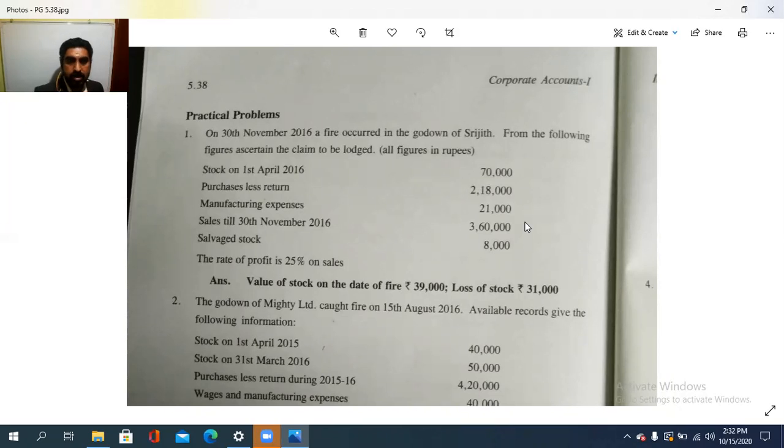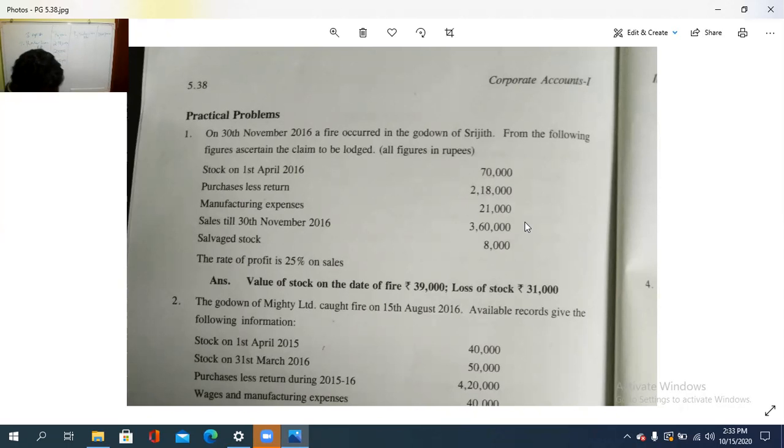We will do the first and second problem. On 30th November 2016, fire occurred in the godown of Srijit. From the following figures, ascertain the claim to be lodged. Stock on 1st April is 70,000. So we are preparing the memorandum trading account. To opening stock, 70,000. Then, to purchases less returns, 2,18,000. Then, to manufacturing expenses, 21,000. By sales less returns, 3,60,000. Then, to gross profit, 25% on sales. 25% of 3,60,000, 90,000 is the answer.